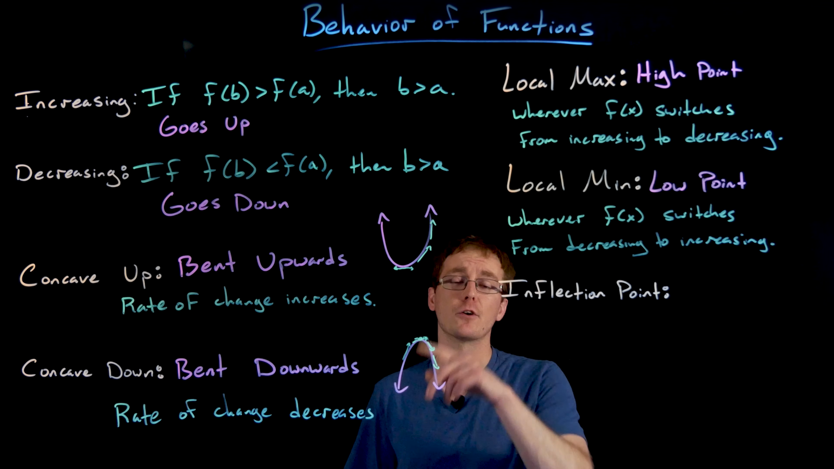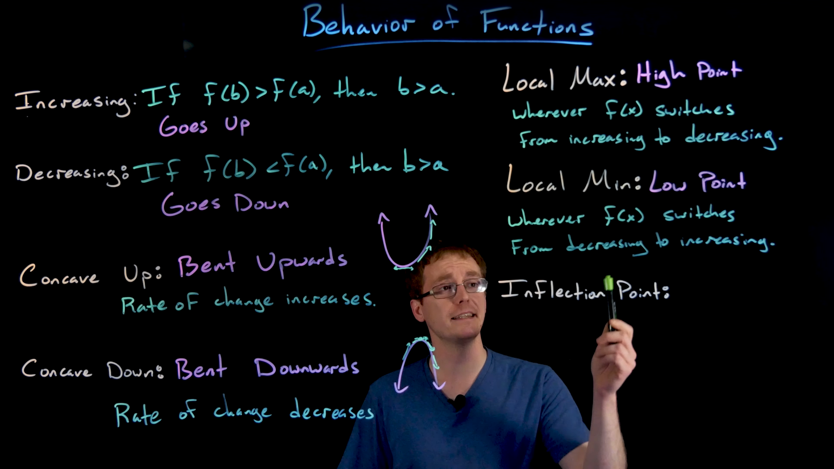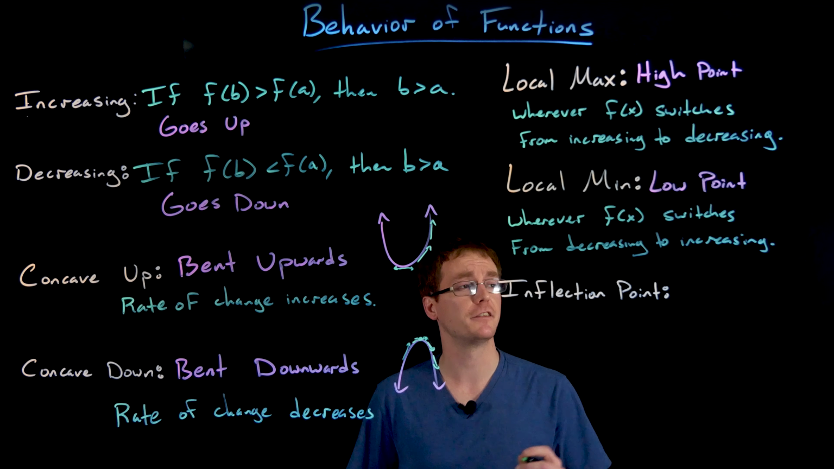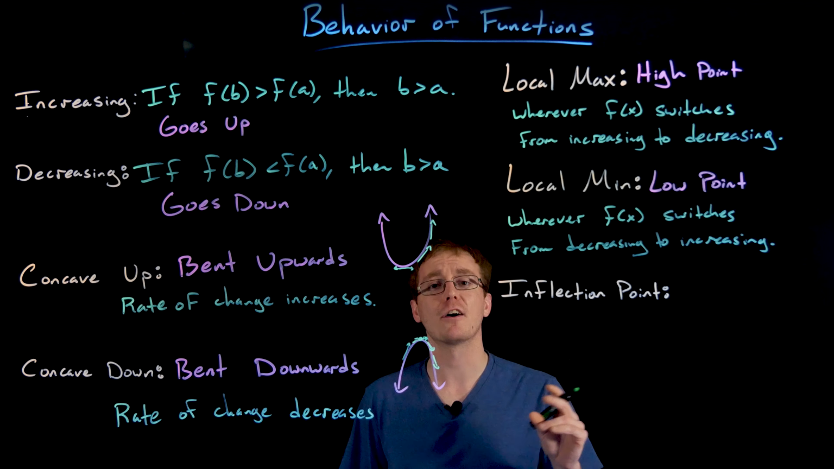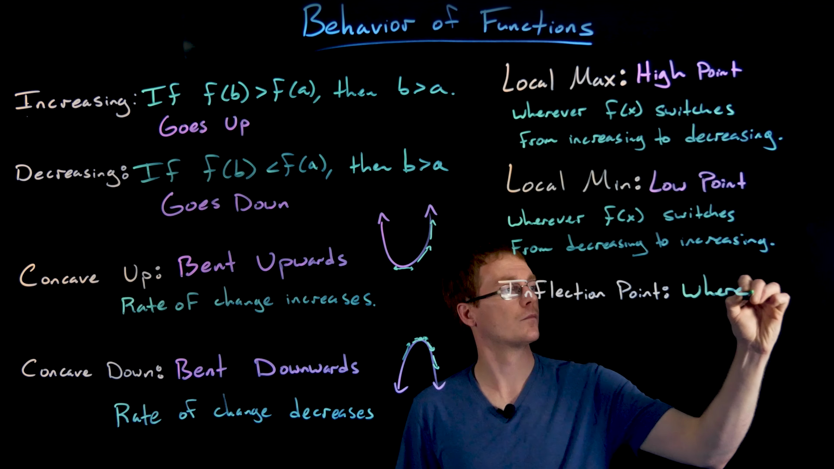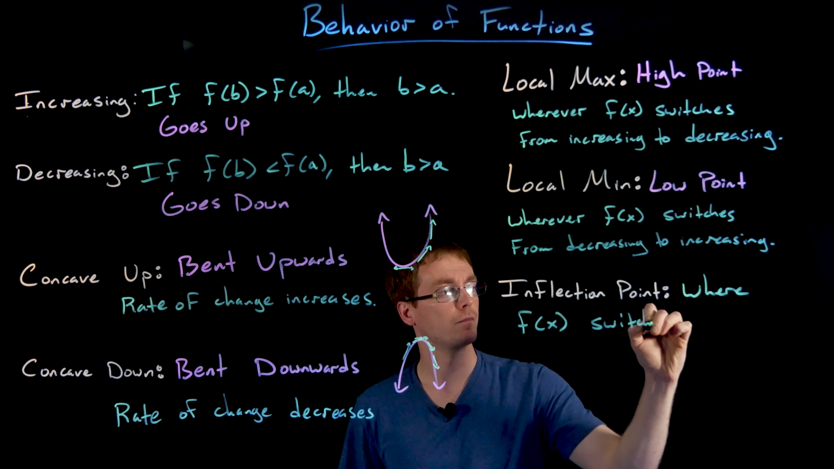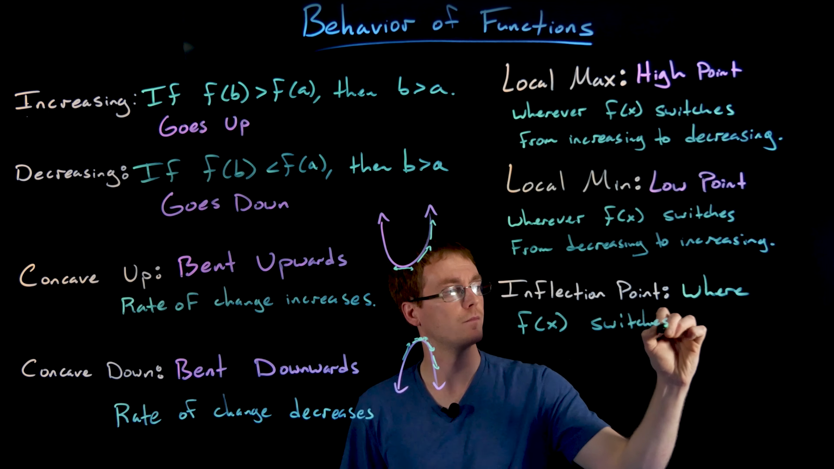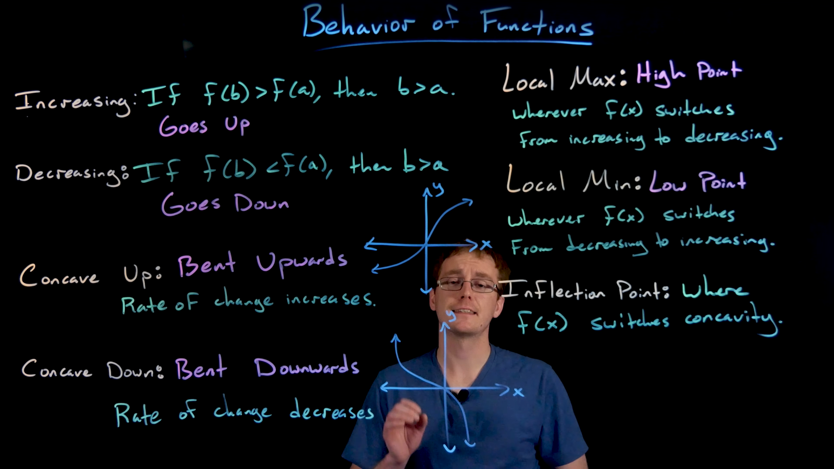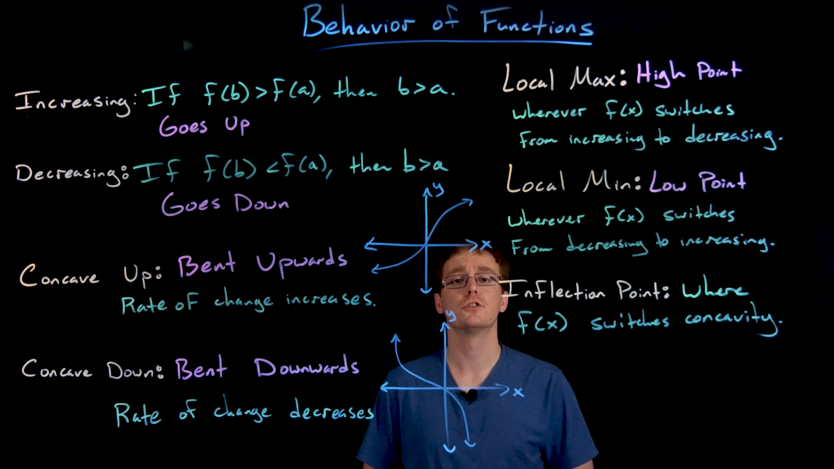And so this last phrase, term, or concept is probably new to most of us, and that is an inflection point. Neither of our little graphs that I have up here at the moment have one of these inflection points. All an inflection point is, and this is our formal as well as informal definition, is a place where our concavity switches. And so all an inflection point is, is that point where the concavity of our function changes. It can change from concave up to concave down, or from concave down to concave up.